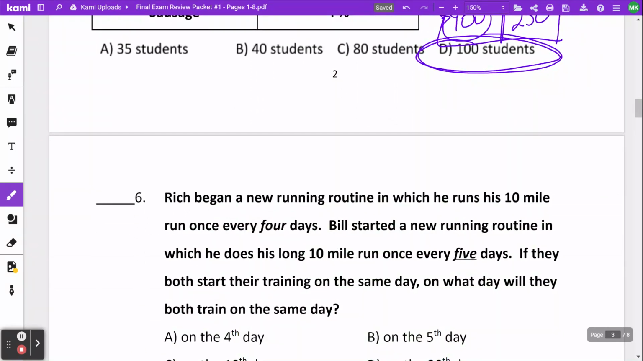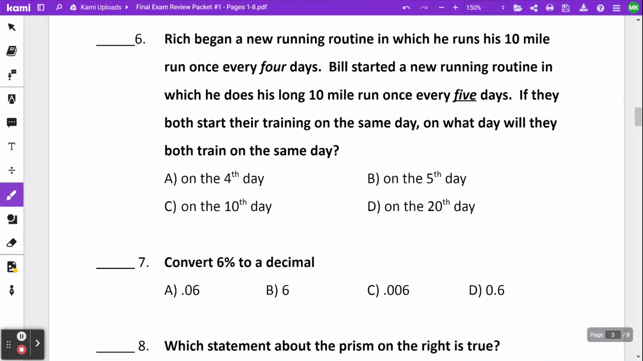All right, let's see. Let's go to page 6. Rich began a new running routine, which he runs 10 miles every 4 days, right? And Bill, he has a running routine and he runs every 5 days. So if they both start training on the same day, what day will they both train on the same day again, right? So that looks like an LCM problem, a least common multiple problem, right?